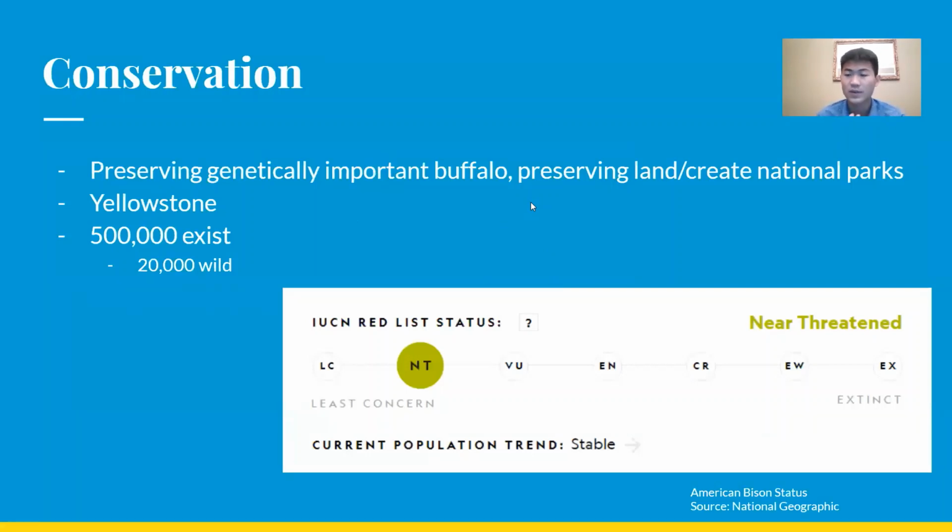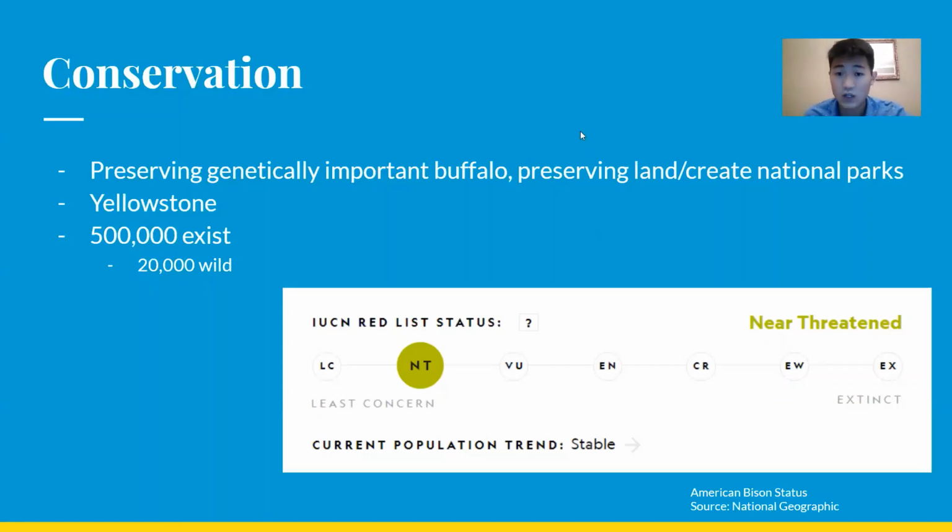So what are people doing nowadays to help protect buffalo? One of the things that groups like the World Wildlife Fund are helping do is preserving genetically important buffalo DNA. If there's a very good genetic buffalo herd, they help isolate it and protect it from breeding with cattle or things like that, and protecting the genetic DNA, right? To help increase the diversity.